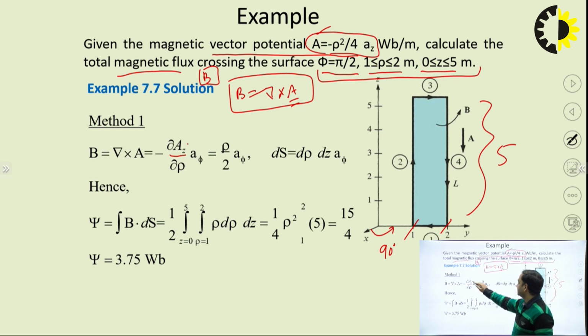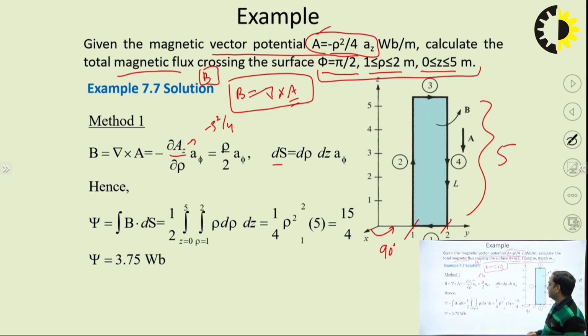In place of Az, just put the value minus rho square upon 4. So when we put it, then the value will be rho upon 2 a5. ds is what? We can define ds, we can take one element here. So this is the ds.